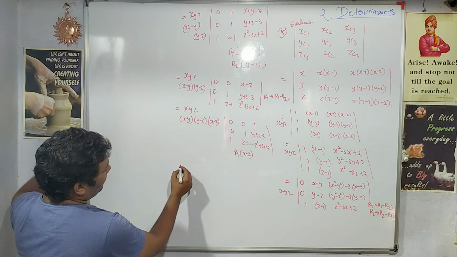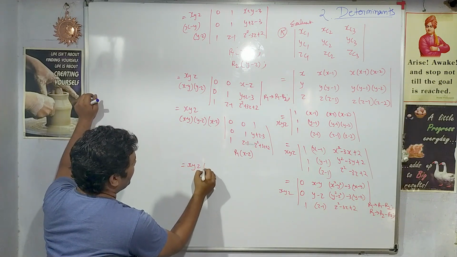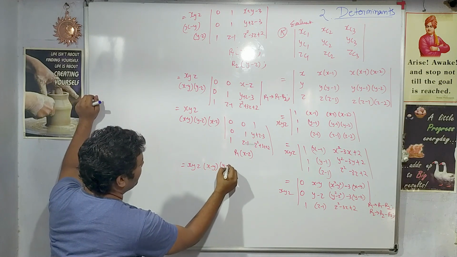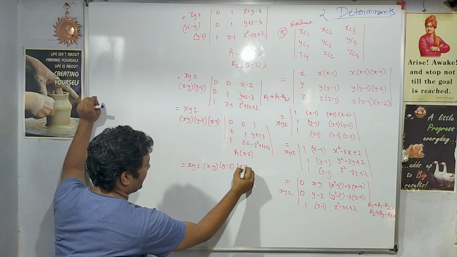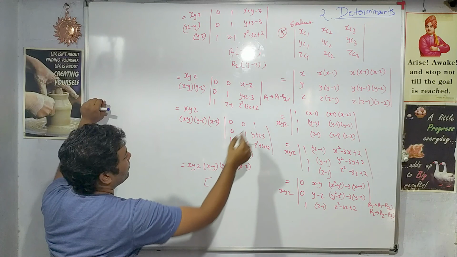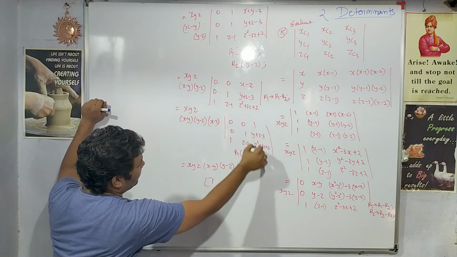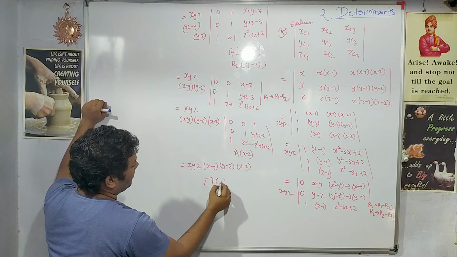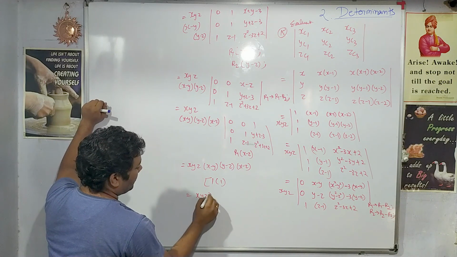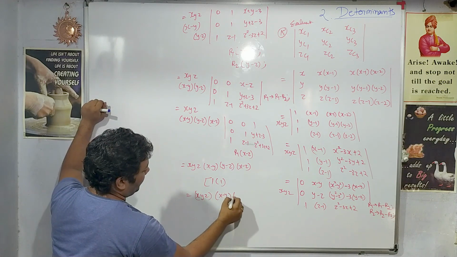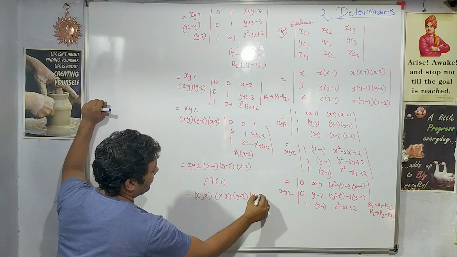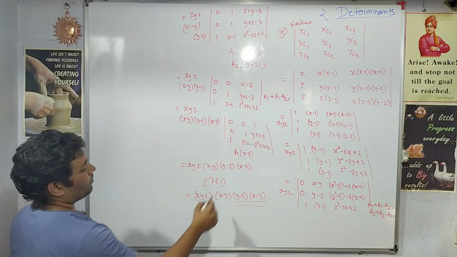I can open up the determinant. xyz, x minus y, y minus z, x minus z. Now evaluating along the first row, 1 into this is 0 and 1. So this is the answer to this question. Simple, very simple.